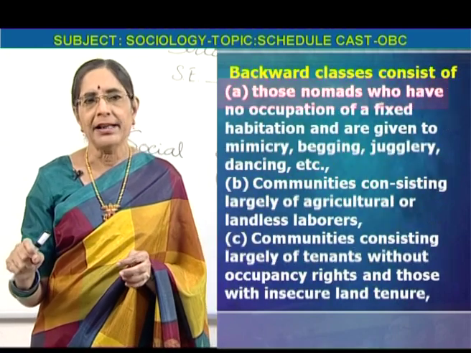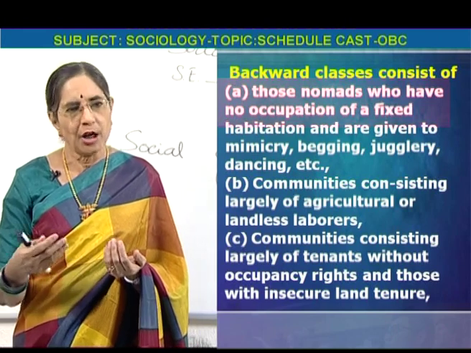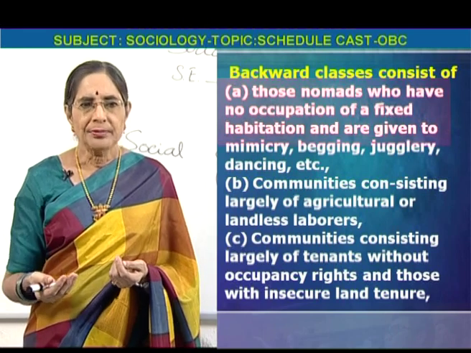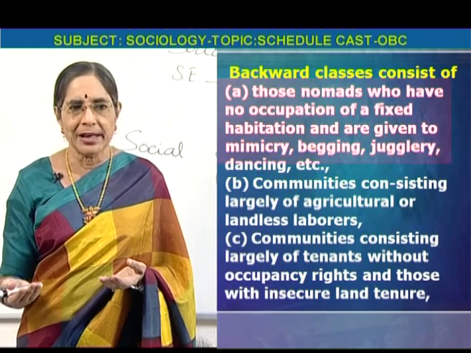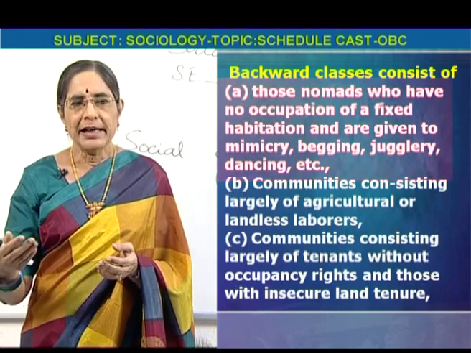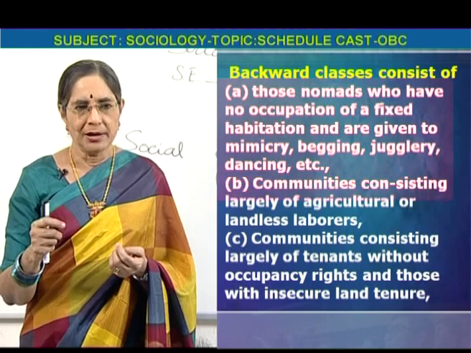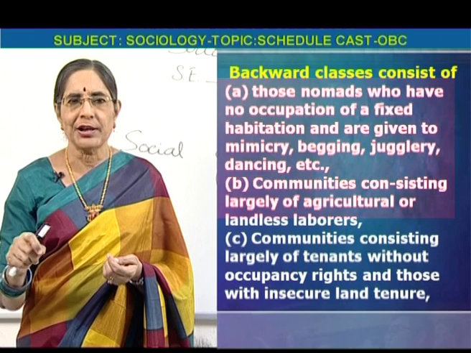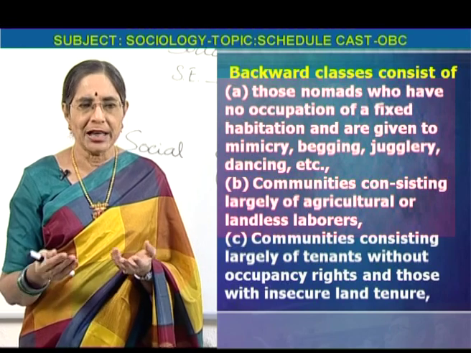We have many nomadic societies. These nomads have no fixed occupation or fixed abode, fixed habitation, and many times they either beg or they act as jugglers, or they are street dancers, they do mimicry. They will be roaming from one place to another or one village to another, and even these groups are also backward. We have so many communities consisting largely of agricultural laborers or landless agricultural laborers. Because of their economic, social, educational backwardness, we consider them as backward classes.